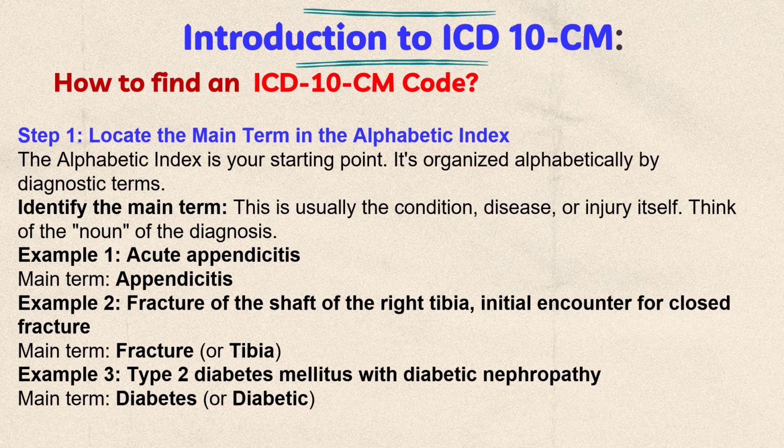For example, acute appendicitis. So here the main term is appendicitis. Example 2, fracture of the shaft of the right tibia, initial encounter for closed fracture. So here the main term is fracture or tibia. Example 3, type 2 diabetes mellitus with diabetic nephropathy. So here the main term is diabetes or diabetic. We'll see how to find these codes in the code book in the later part of the video.